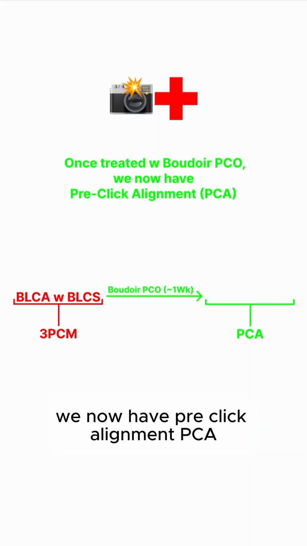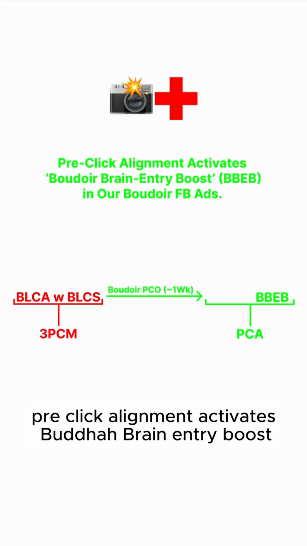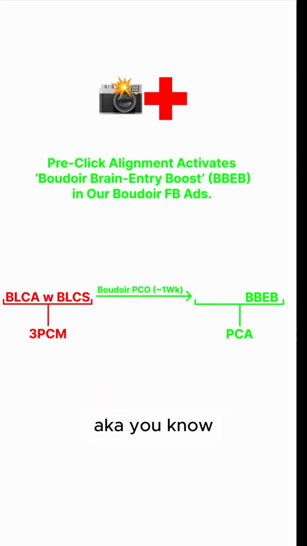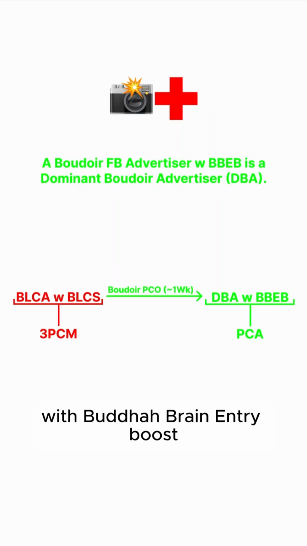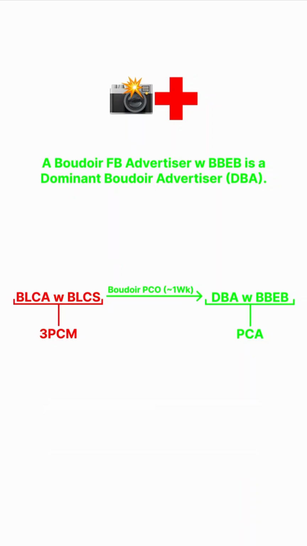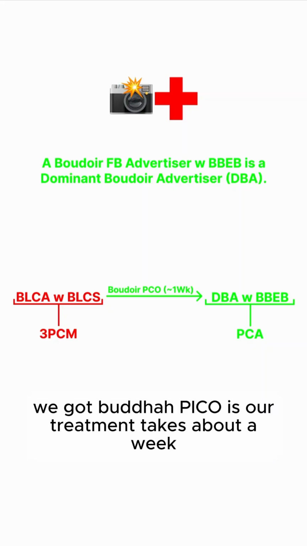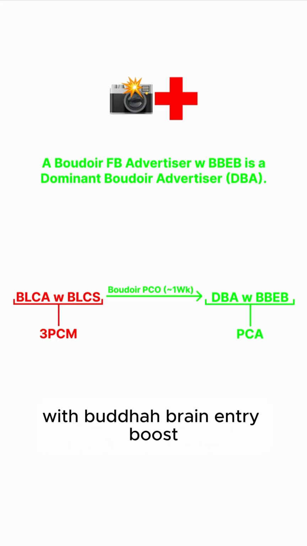Once treated with Boudoir Pico, we now have pre-click alignment, PCA. Pre-click alignment activates Boudoir brain entry boost in our Boudoir Facebook ads, aka we've got our unique CTR above 6%. And a Boudoir Facebook advertiser with Boudoir brain entry boost is a dominant Boudoir advertiser, a DBA. So this is our full universe: a BLCA with BLCS is caused by the 3 pre-click mistakes. Boudoir Pico is our treatment, it takes about a week, we achieve pre-click alignment, and we become a dominant Boudoir advertiser with Boudoir brain entry boost.